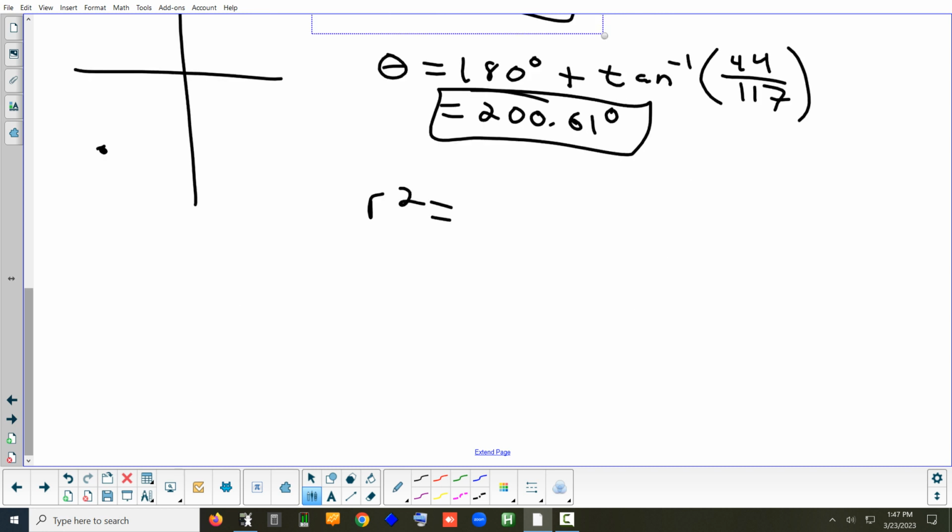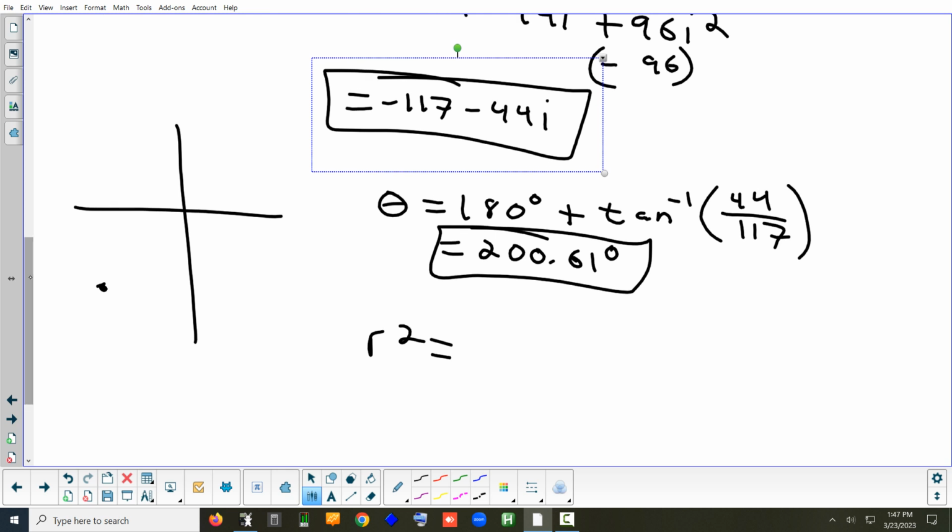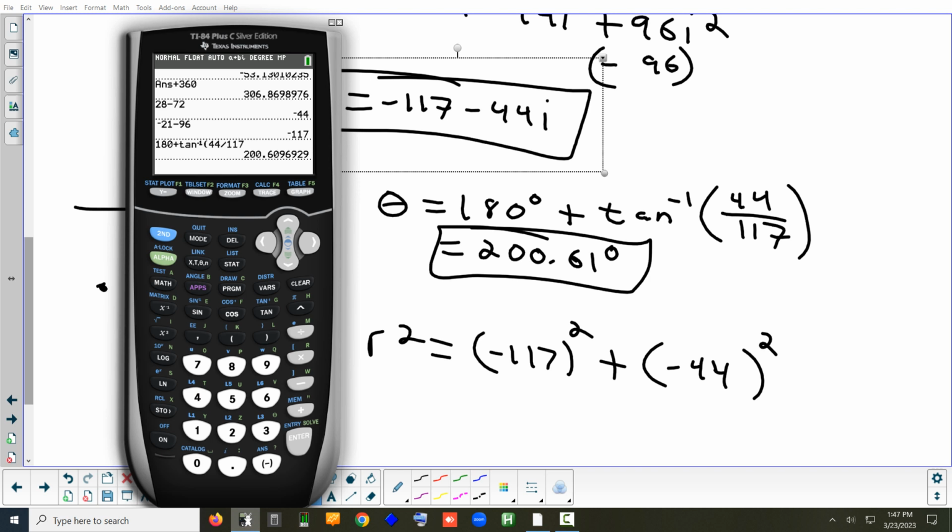Okay, and my radius. What's the first number that I'm going to square to find my radius? So negative 117. What's the second number? Negative. Yeah, if we're going to say negatives, then let's just stick with all negatives, even though the negative goes away when you square it. And to get r by itself, how am I going to get rid of that exponent of 2? Square root.